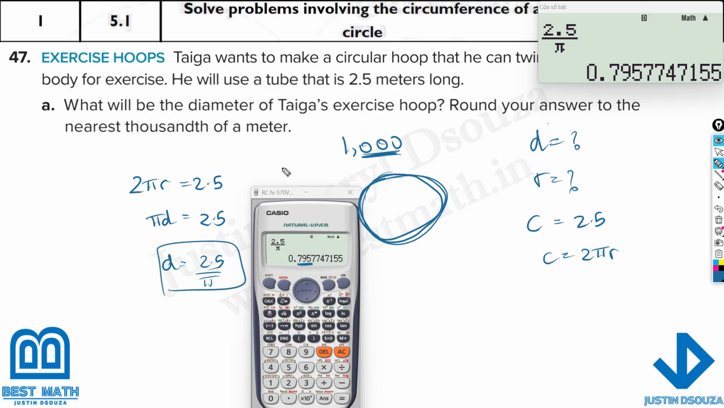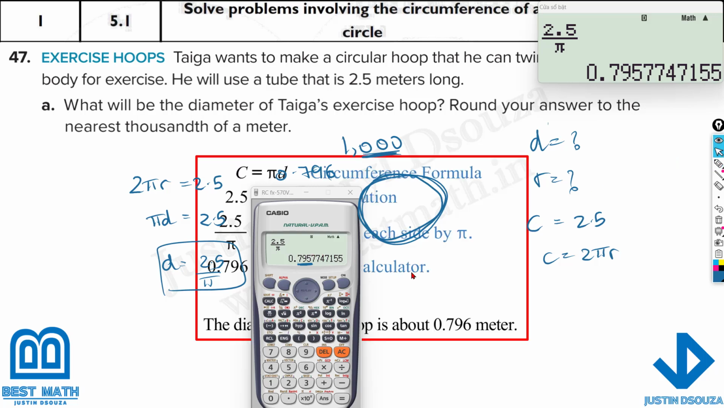Now round it off over here. It will be 0.79. What is 57 making? 57 makes it 6 because it's bigger than 5, right? So it's 0.796 is the diameter.